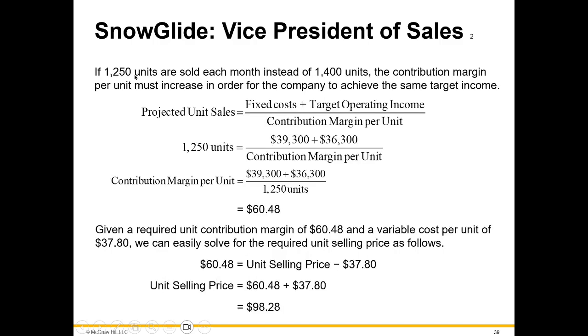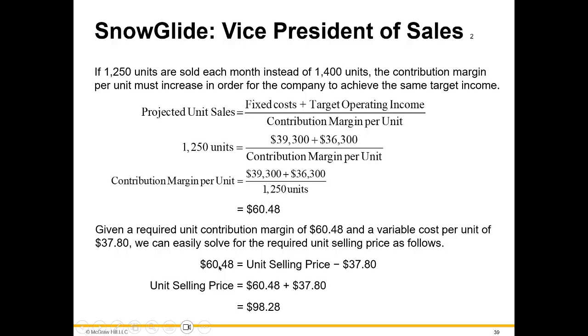So let's go and look. If 1,250 units are sold instead of 1,400 units, the contribution margin per unit must increase in order for the company to achieve the same target income. So if we have 1,250 units, the fixed cost is still 39,300. We're still trying to get to the 36,300, and we're trying to solve for this contribution margin per unit. If you recall, you can swap these two. So contribution margin per unit would be $60.48. So our unit selling price is something we need to calculate, right?